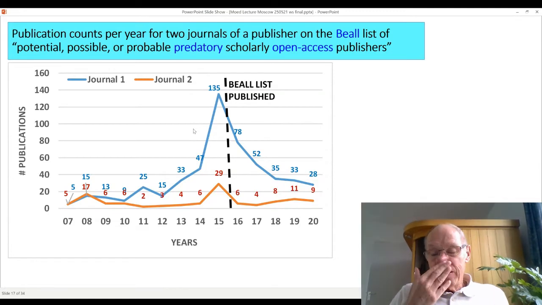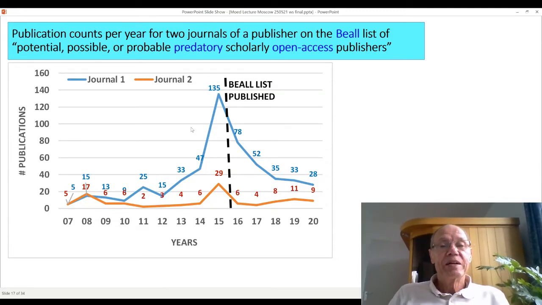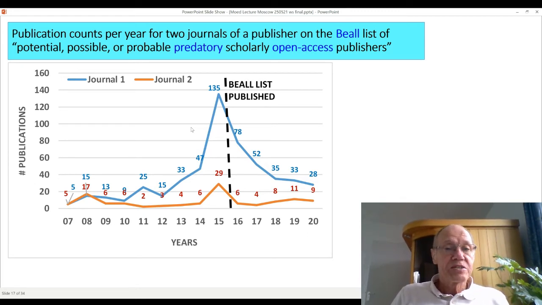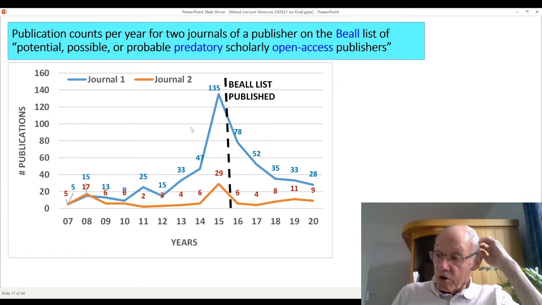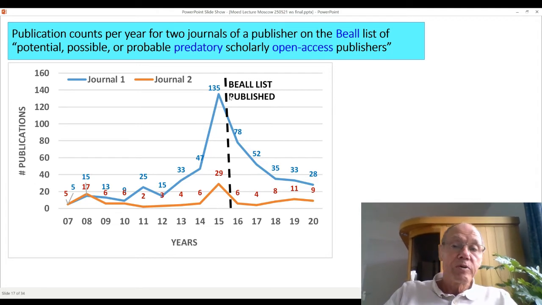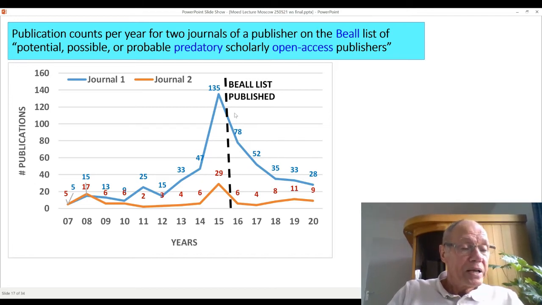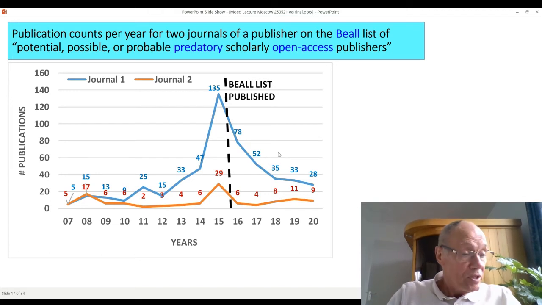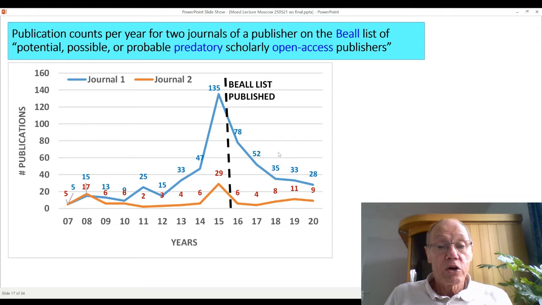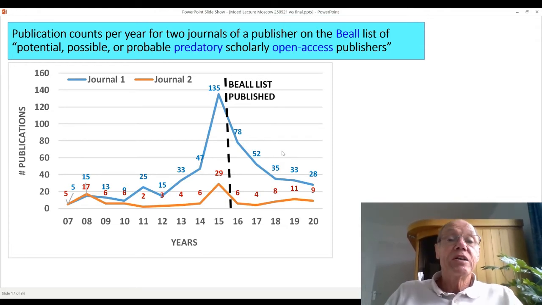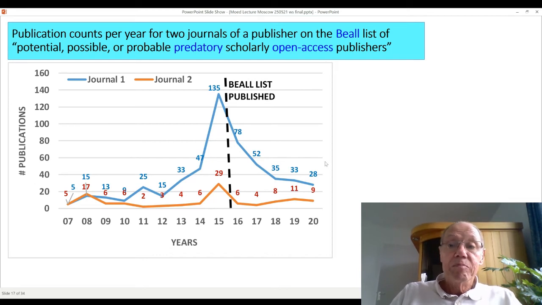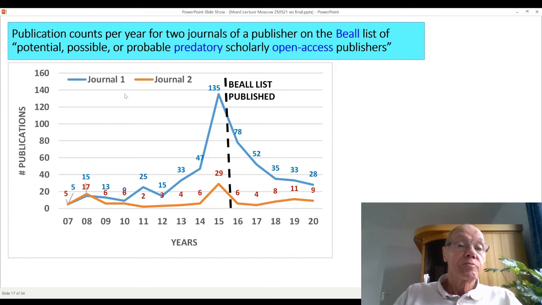I would like to show you a result of a study we are currently conducting, which relates to the so-called Beall's list of potential, possible, or probable predatory scholarly open access publishers or journals. As you probably know, Beall's list was published in 2016 or so, and it had an impact, but we do not know yet how big that impact actually was. With the people from the SCImago research group, we are now conducting a study aimed to examine the possible effects of this list upon the number of articles published by journals in that list.